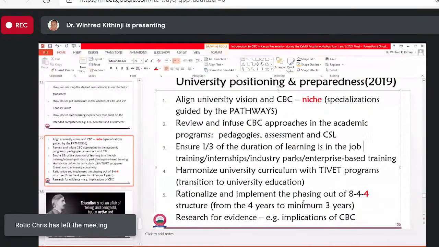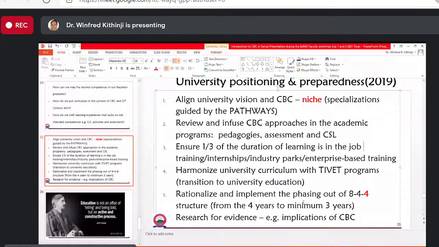Then also, how do we rationalize and implement the phasing out of the 8-4-4 system? We have the 4 years that we've been having for university education. Now it's going down to 3 years. So how do we align this, or how do we harmonize our curriculum as well?